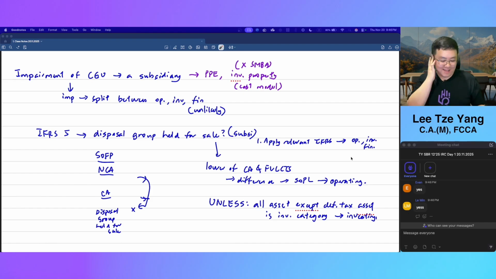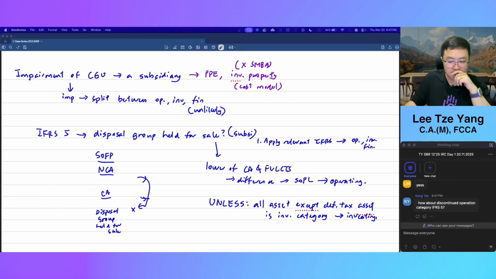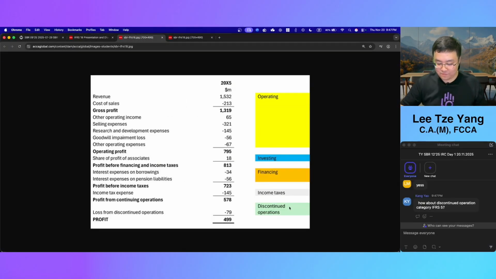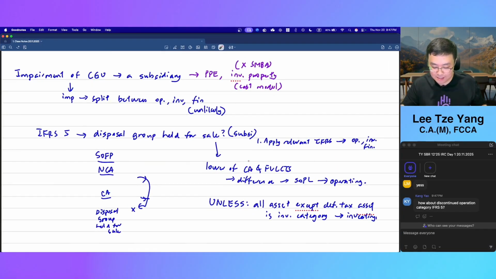That's the idea. Now, if this one is okay, then I will tell you, okay, if it fulfills discontinued operation, it will definitely go to the discontinued operation. If the disposal group held for sale relates to discontinued operation, it must go under here. That one is for sure. The example I'm talking about here is assuming it is not discontinued. Okay, you understand what I mean? Assuming you have a disposal group held for sale but not a discontinued operation, then you apply this rule.